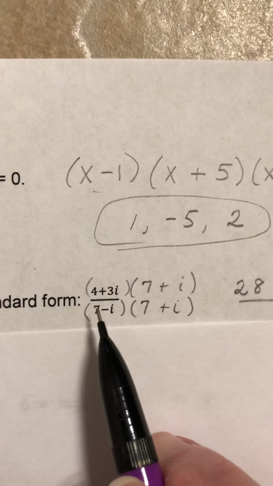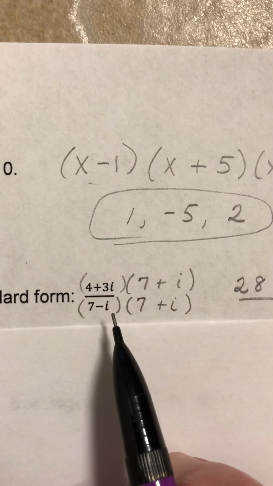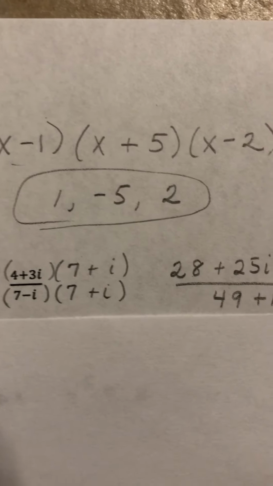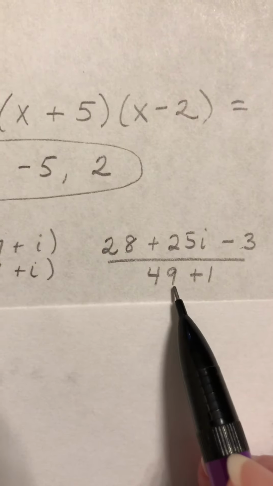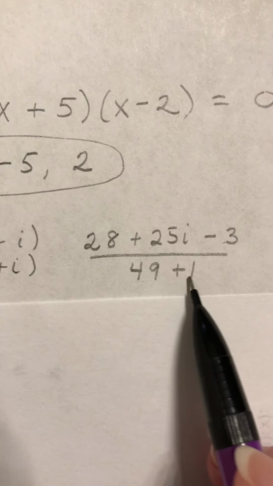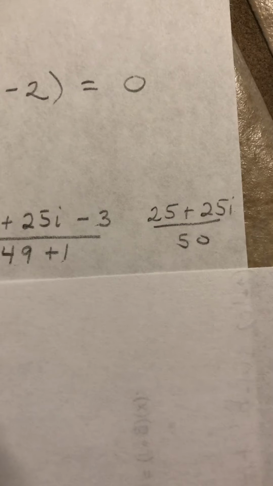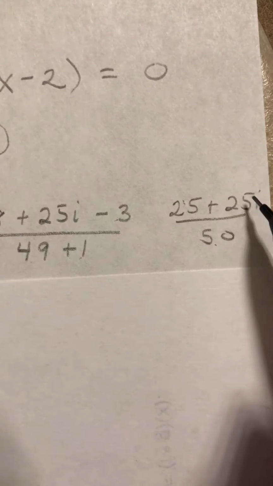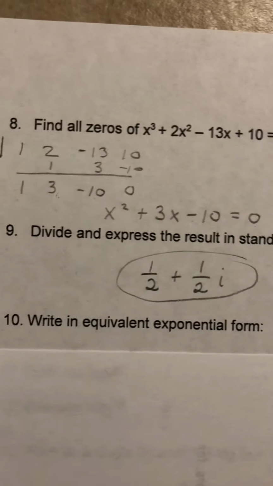In the denominator, when I FOIL it out, the outer terms and inner terms cancel. And I'm left with 49 minus i squared. But remember that i squared is -1. So 49 minus -1 becomes 49 plus 1, which is 50. And then what we want to do is put this into lowest terms. So it's this divided by this plus this divided by this. So it becomes 1/2 plus 1/2 i.